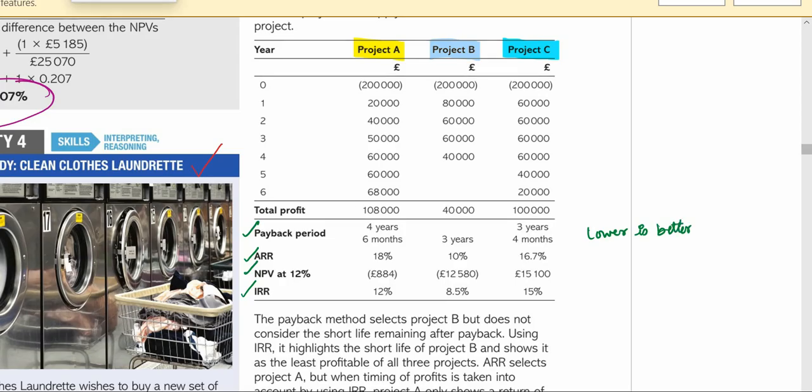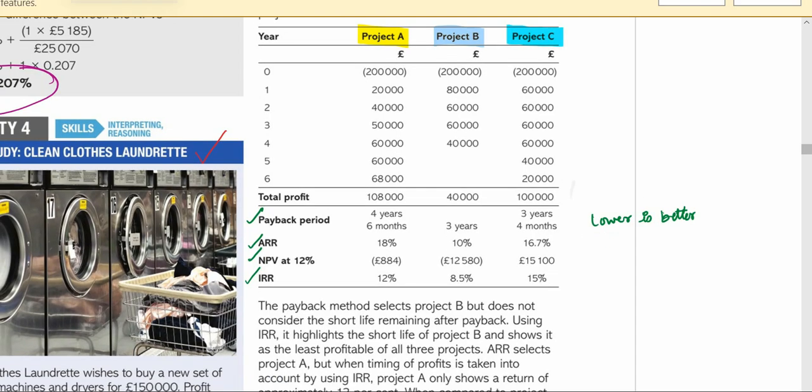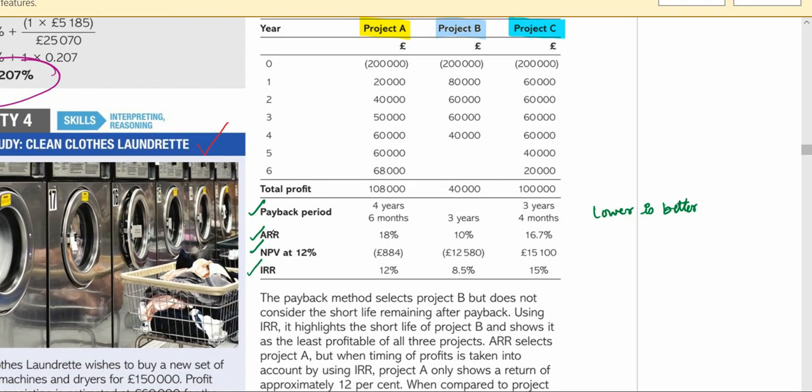For the payback period, we know that the lower payback period is the better one. ARR is the accounting or annual rate of return, and for ARR, higher is better. When we talk about the NPV, positive is better. And for IRR, obviously, higher will be better.